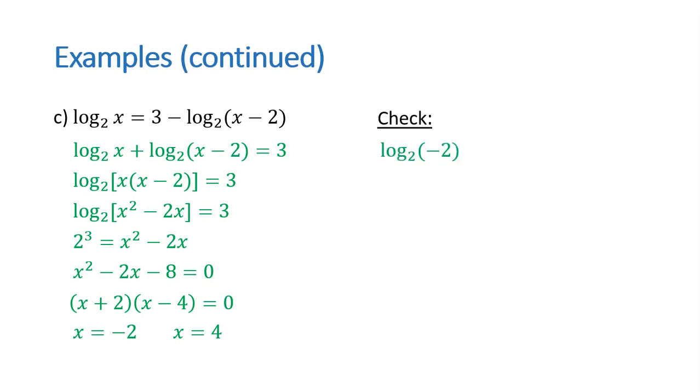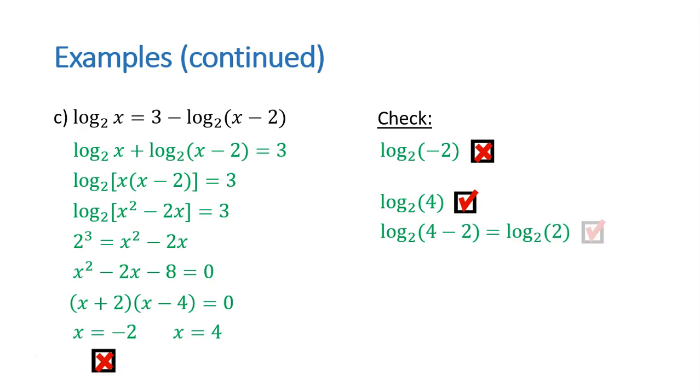So if I plug in a negative 2, log base 2 of negative 2 is immediately undefined. So I don't have to check anything else. That means negative 2 is not a solution because we plug it back in and we get something that's undefined. Now let's check 4. Log base 2 of 4 is completely fine. We can take the logarithm of a positive number and it's defined. Log base 2 of 4 minus 2 is log base 2 of 2, which is also completely defined. So x equals 4 is a solution. It checks out in both of our logarithms.